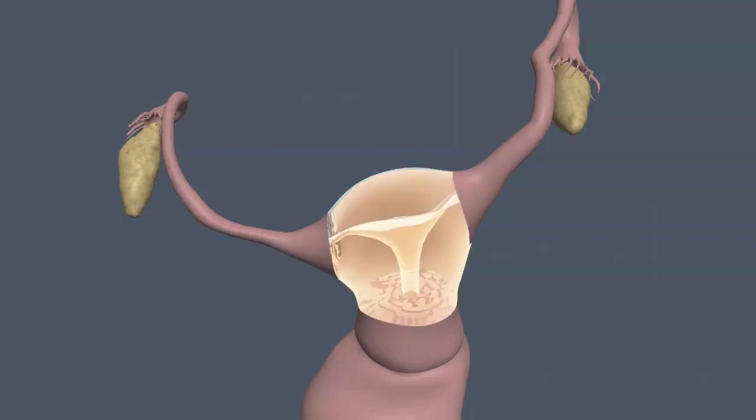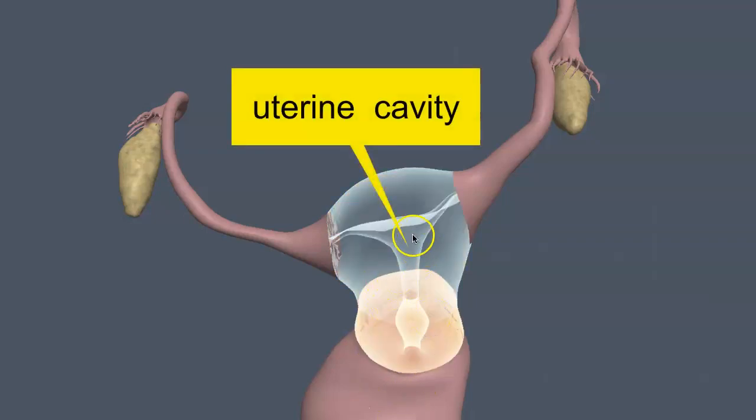And so taking a look at the uterine cavity, we can see that the uterine cavity, the space inside of the uterus, is continuous with both uterine tubes. And it also is continuous with the vagina. This is the vagina. This is the cervix.